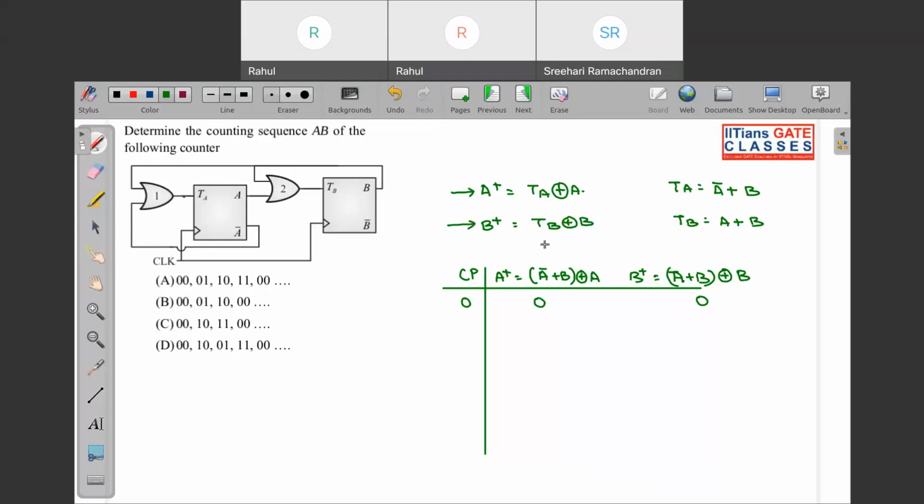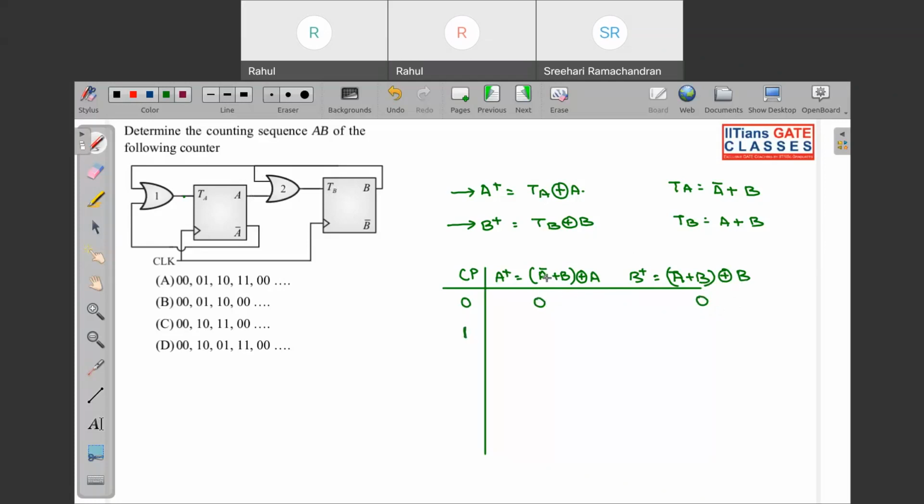And B plus will be what? TB XOR with B. So TB is what? A plus B. So that is what I have written. So at clock pulse 0, initially all the flip flops are reset, so 0 0. So at clock pulse 1, what will happen?